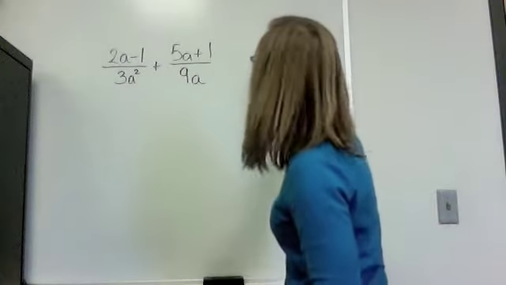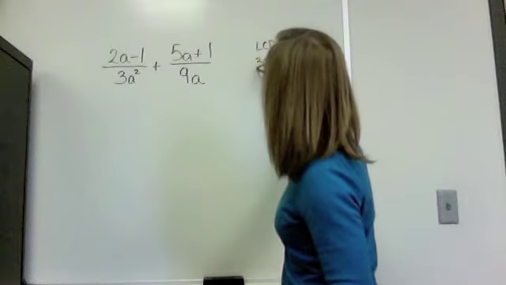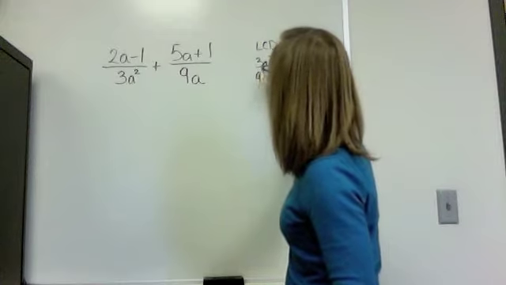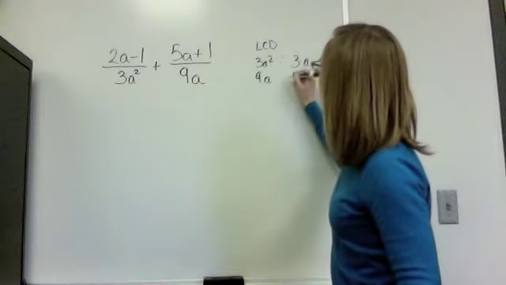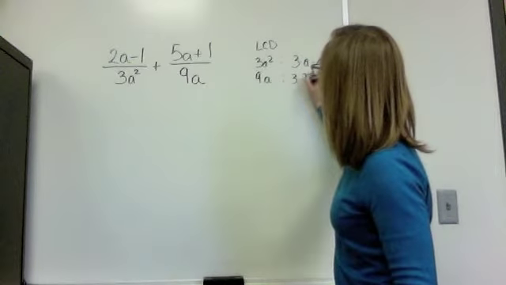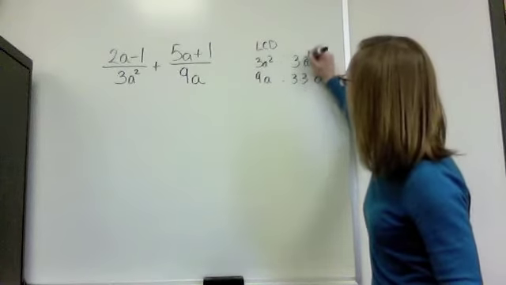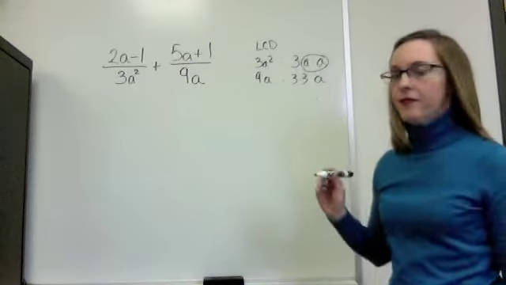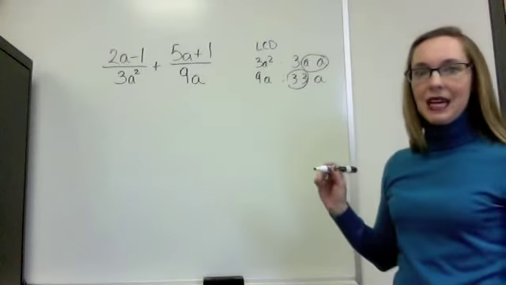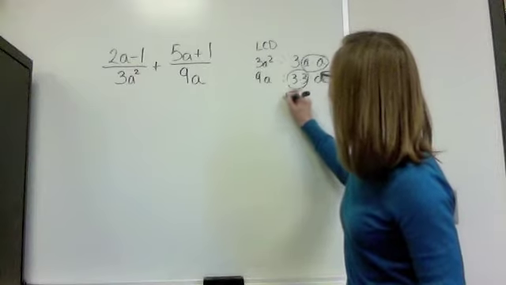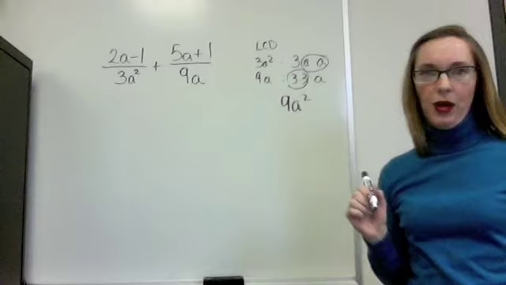I want to find my least common denominator, so I have a 3a squared and I have a 9a. That's 3 times a, and this is 3 times 3 times a. So I need to take the greatest number of a's, which is 2 of them, and the greatest number of 3's, which is 2 of them. So my least common denominator is going to be 9a squared. 3 times 3 is 9, a times a is a squared.